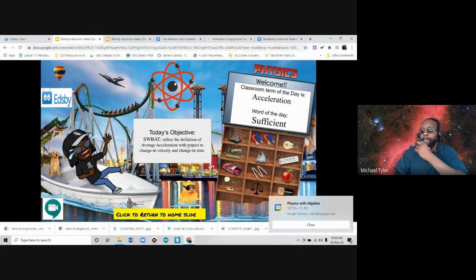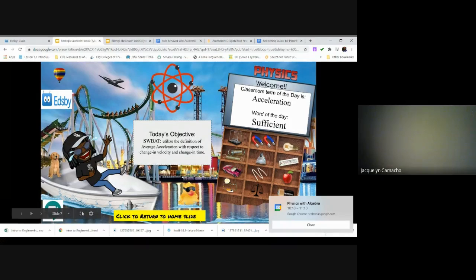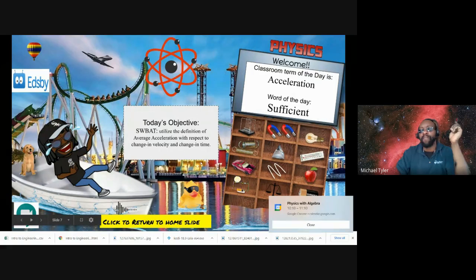So for about 20 points, I want to see, Jacqueline, can you read what's in the gray box there, or do you have it on your screen already? It says today's objective. Yeah, I got it. Okay. Students will be able to utilize the definition of average acceleration with respect to change in velocity and change in time. Thank you, ma'am.